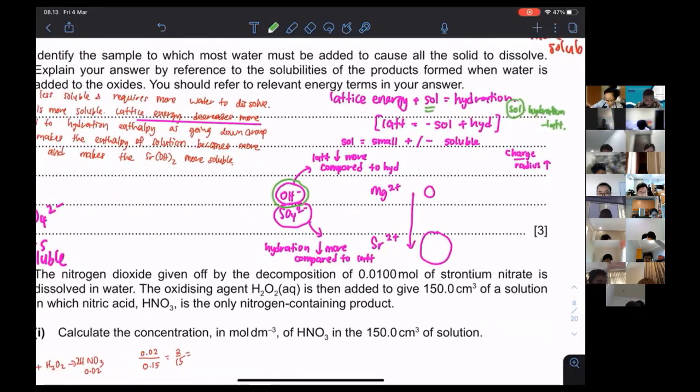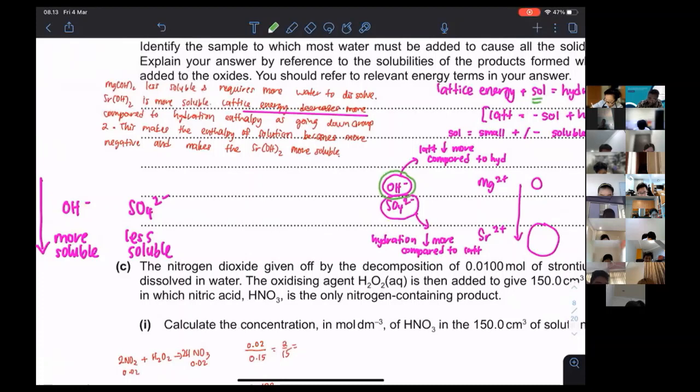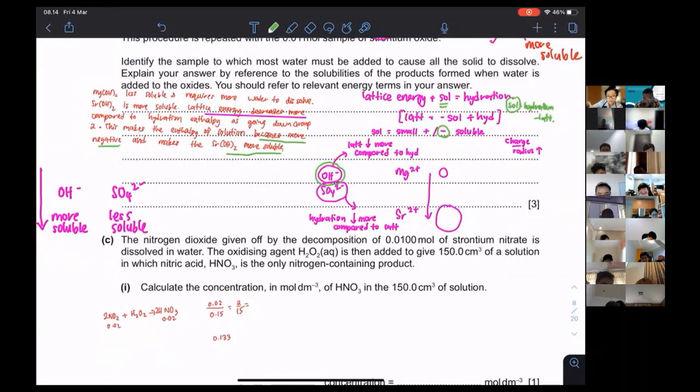So you can see here, this makes the enthalpy of solution more negative, and makes it more soluble. Why? Because negative means soluble. Negative means soluble. So this one is based on relevant energy terms, based on the solubility of the product.